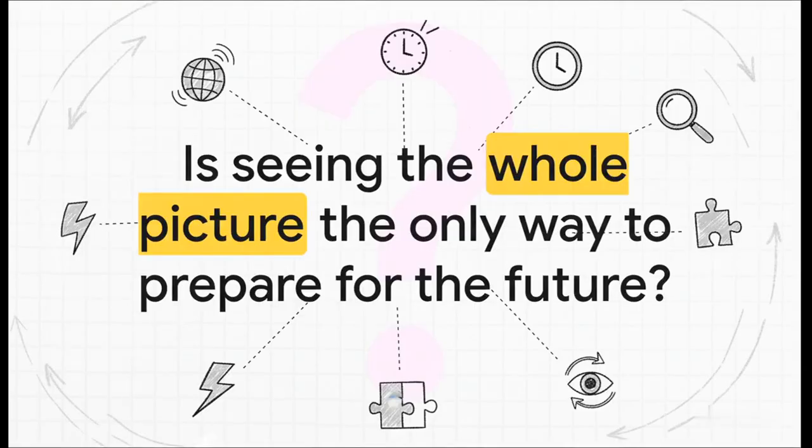Which kind of leaves us with a final thought. In a world where one single event can trigger a global chain reaction, is seeing the whole interconnected picture the only way to truly understand and prepare for whatever comes next?